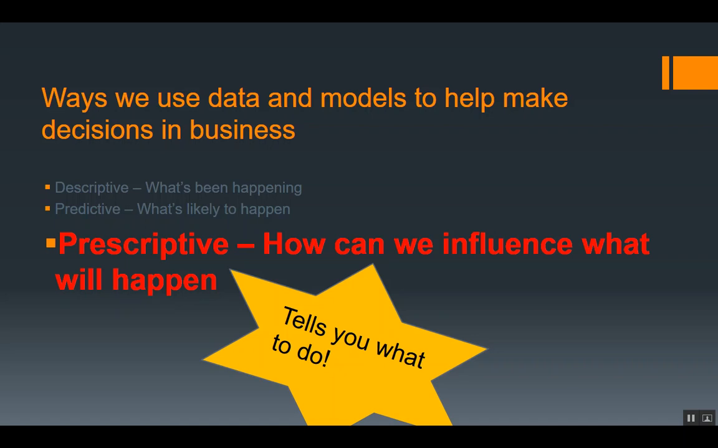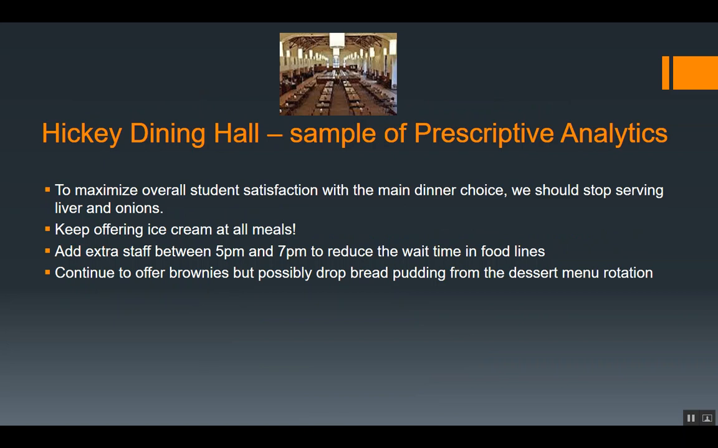And finally, prescriptive analytics tells us what to do. So here we go, and we'll look back at the Hickey one last time. And we can see that based on the descriptive analytics making predictions, we now know that if we want to maximize student satisfaction with the main dinner course, we should stop serving liver and onions. We should keep offering ice cream at all meals. We should add extra staff between 5 and 7 to reduce the wait time around dinner. And we should continue to offer brownies, but possibly drop bread pudding from the dessert menu rotation.